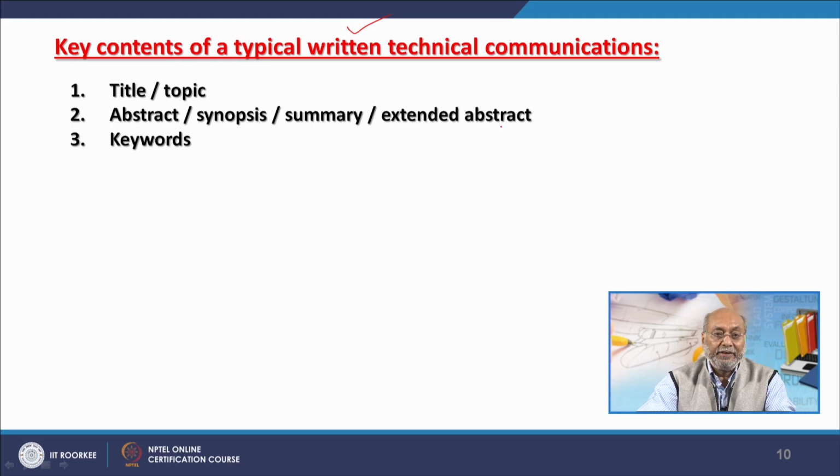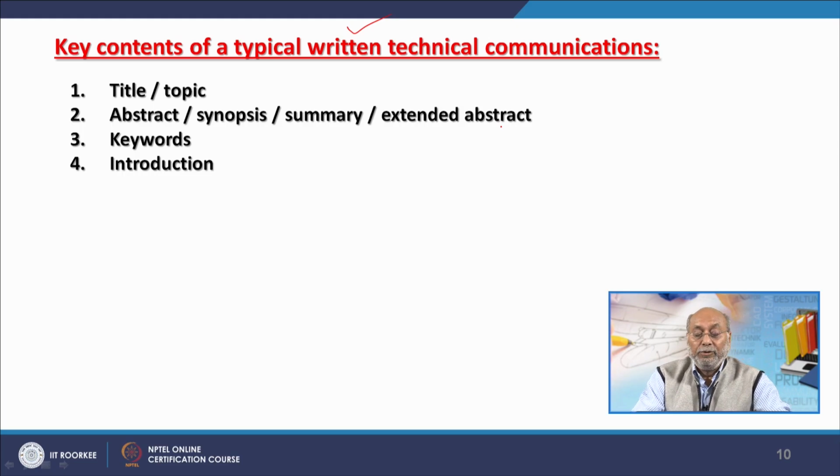Then keywords. Everywhere we require keywords because they help in search, and especially nowadays it is a digital world. These will be really helpful so that your manuscript or research paper is searched quickly. If appropriate keywords are used and the search is good, then your work or product will be used, and you may get good citations.